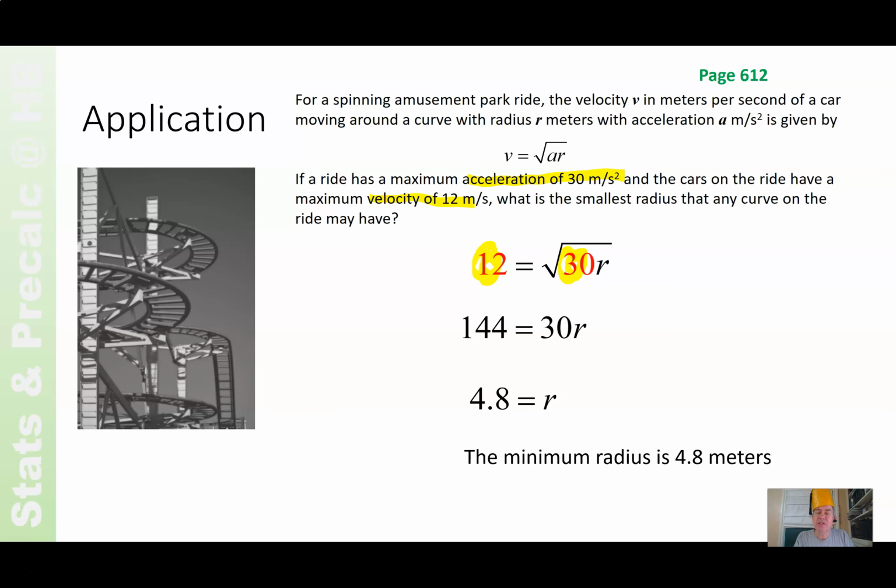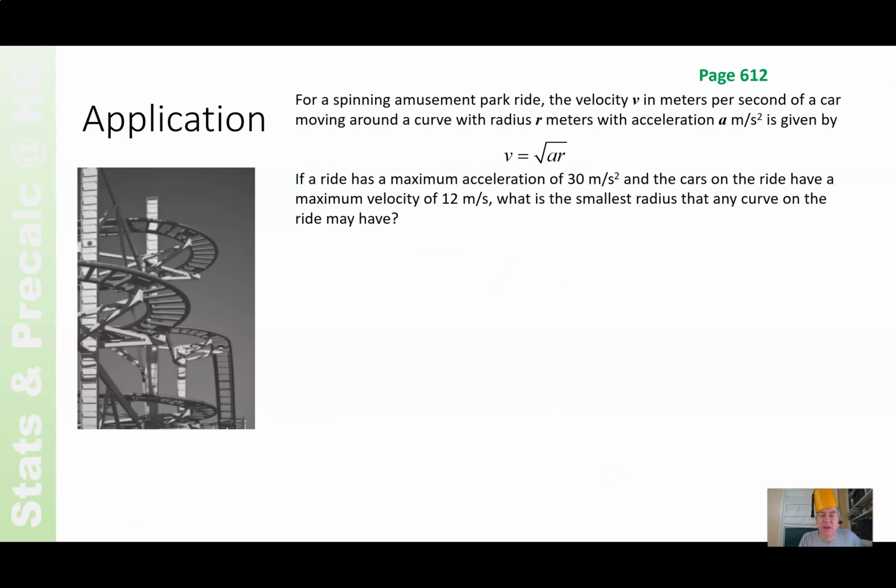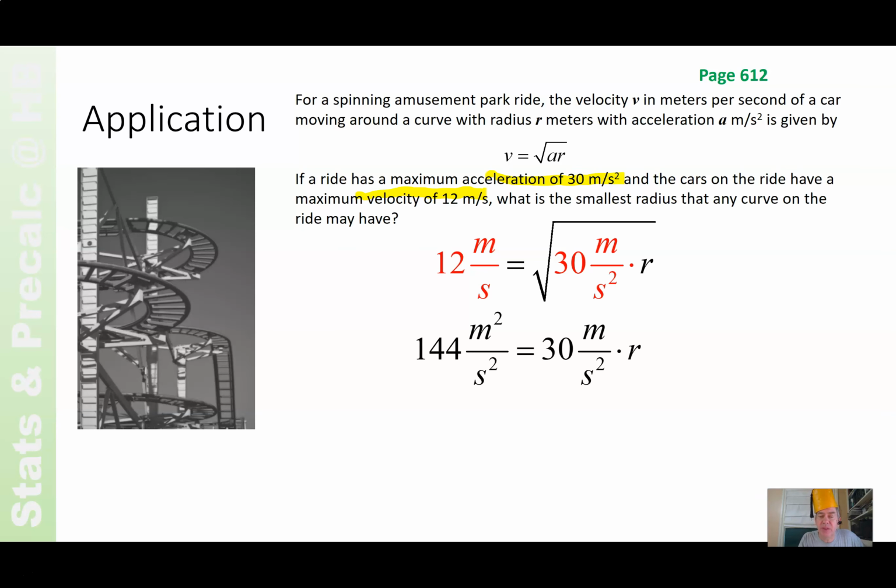4.8 meters. Just for fun, let's talk about what happens with the units as you do this. The 12 is in meters per second, that's your velocity. Maximum velocity is 12 meters per second. The acceleration is in meters per second squared. Now when you square both sides of this equation, you've got 144 meters squared over seconds squared on the left. On the right, 30 meters per second squared times the radius.